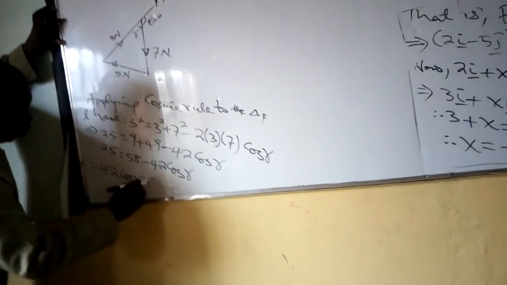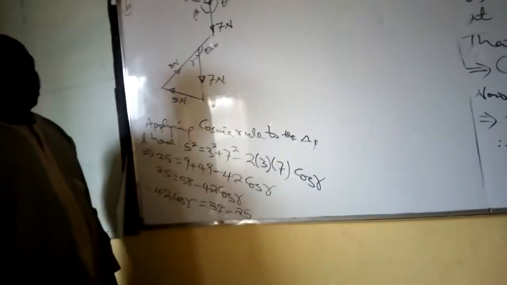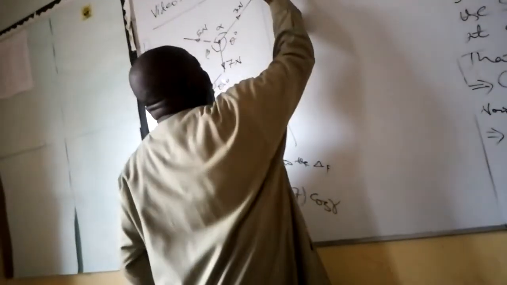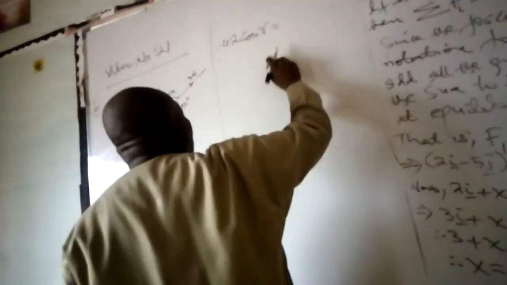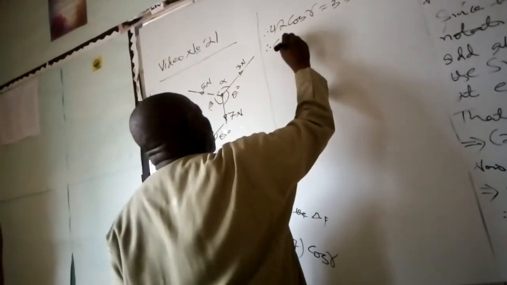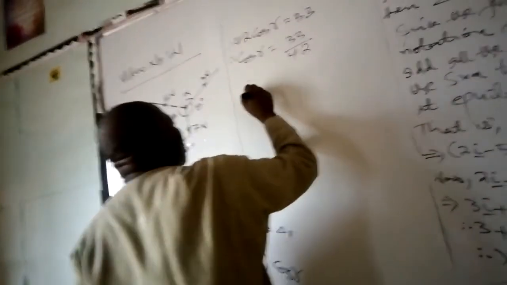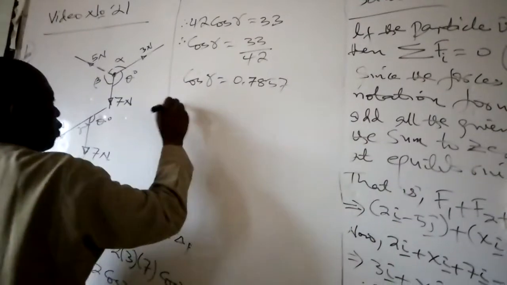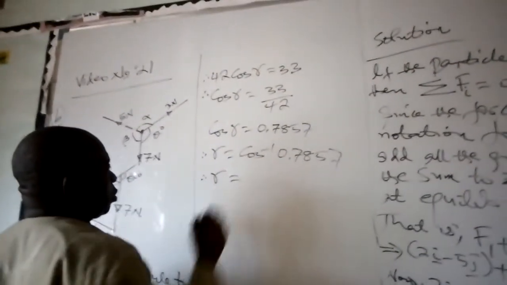Now, take the 42 cos lambda across and 25 across. So I have 42 cos lambda equals 58 minus 25, which is 33. Therefore, cos lambda is equal to 33 over 42, which is 0.7857. Therefore, lambda is cos inverse of 0.7857, which is equal to 38.21 degrees.